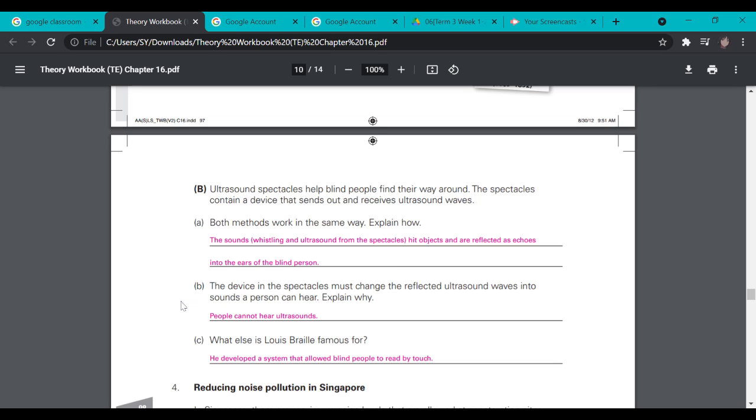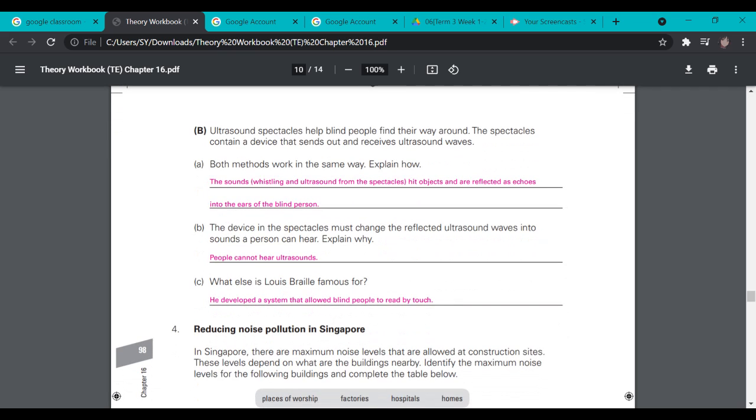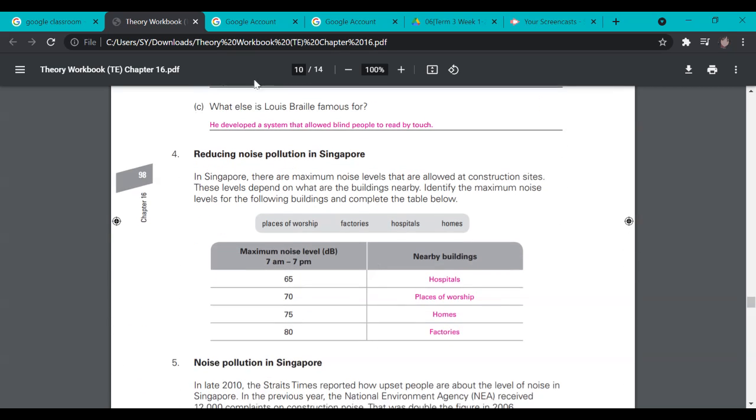And then for part B, the device in the spectacles must change the reflected ultrasound wave into sound a person can hear. Why? Because we cannot hear ultrasound. Okay, and part C, what else is Louis Braille famous for? Remember, he developed a system, like the alphabet, using a touch system. Okay, that's for question 3.